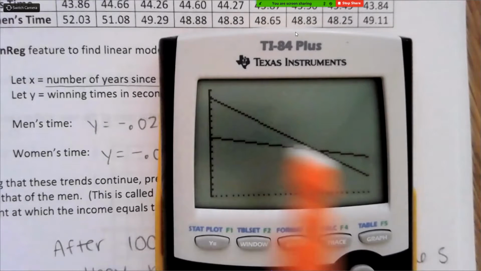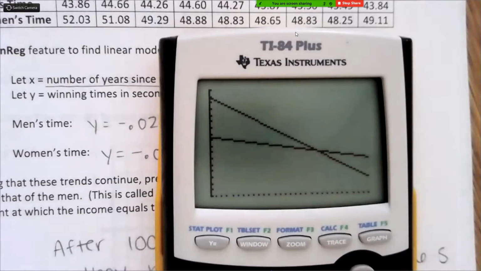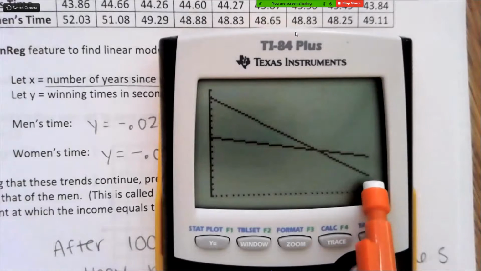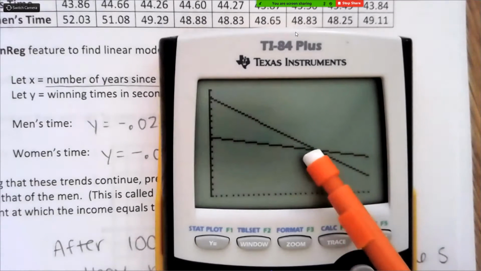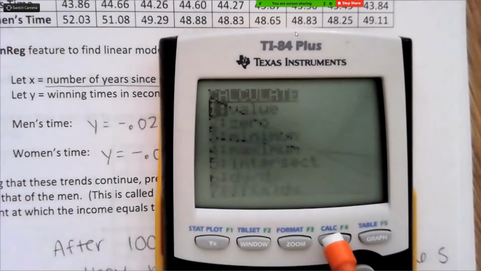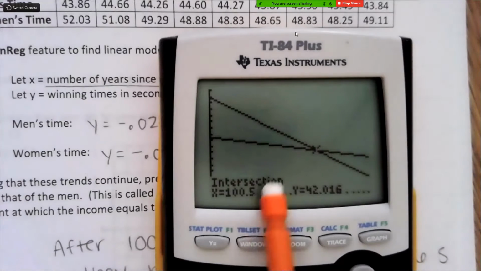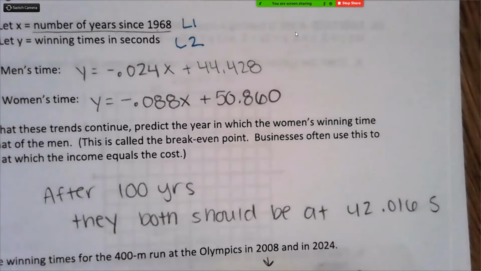So we see that the men and women will eventually match. Now we know there's some falsehood to this, that the women are not going to continually get faster than the men. But the predicted point of intersection is here. So you go to second, trace, go to option 5. Why are you guys giggling? And we hit enter 3 times, and we see that 100 years after 1968, which is 2068, which you guys could be alive at, they should both be at this speed.